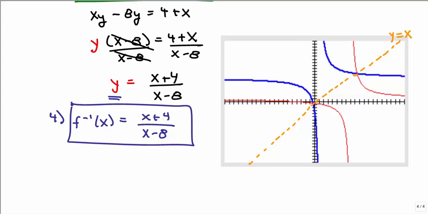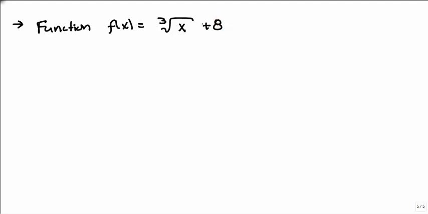So our next example, we're going to have a cubic root function. And we're going to do everything possible to this. We're going to find an inverse, we're going to graph it, and we're going to talk about the domain and the range. So let's go ahead and start with the function f of x equals the cubic root of x plus 8. Now notice the plus 8 is not underneath a radical sign. The first thing I want to do is find the inverse. So we want to find the inverse of x, f inverse of x.